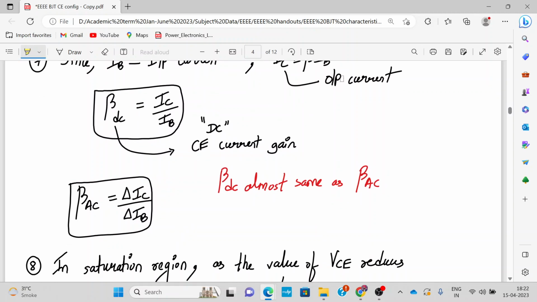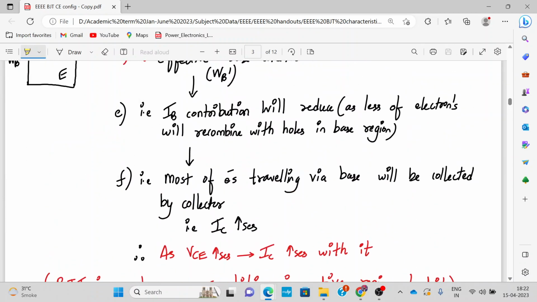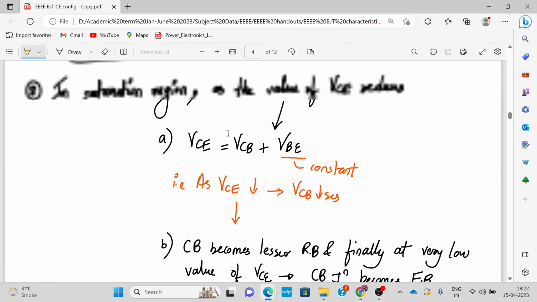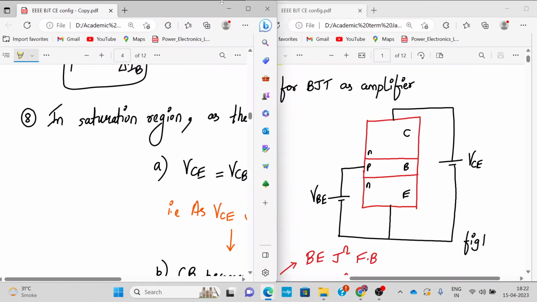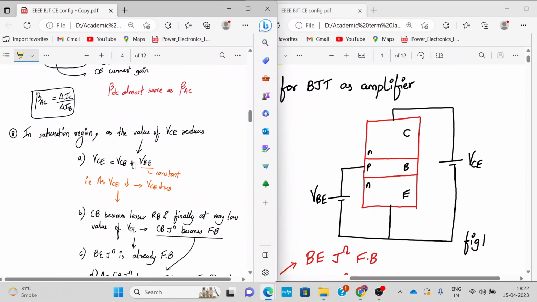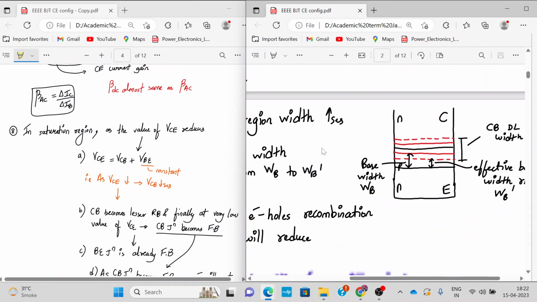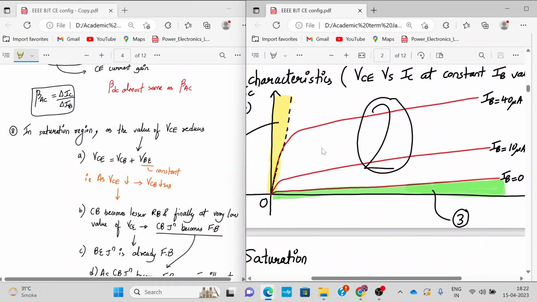All right. So far we have explained the operation of the BJT in the active region. Now let's go to the saturation region and explain what is happening.